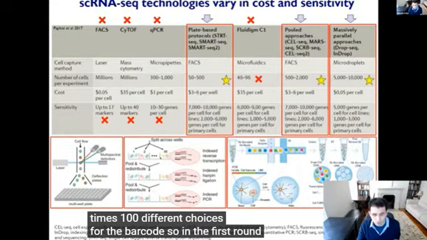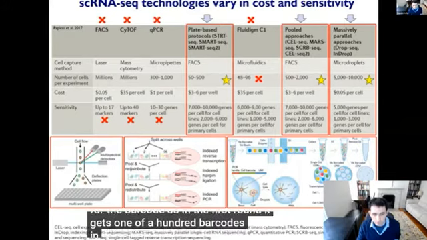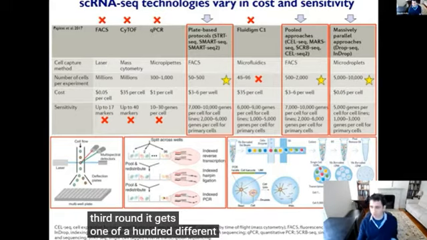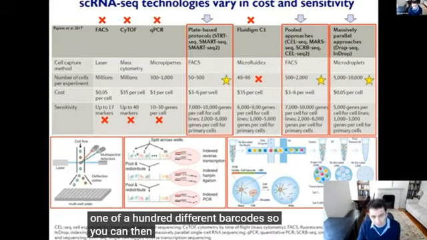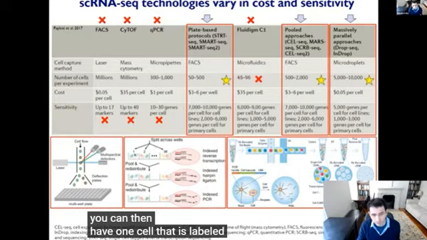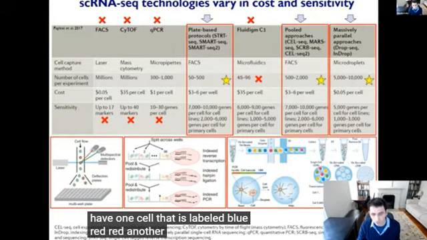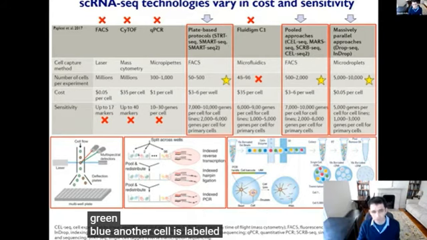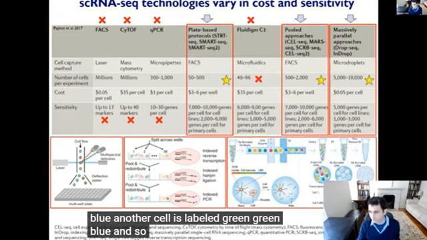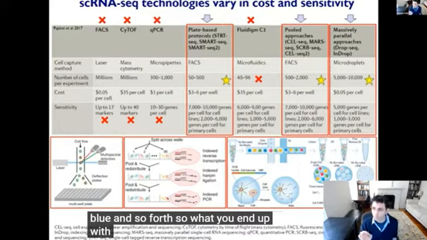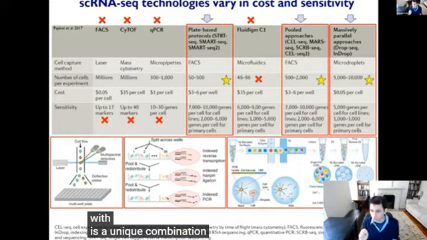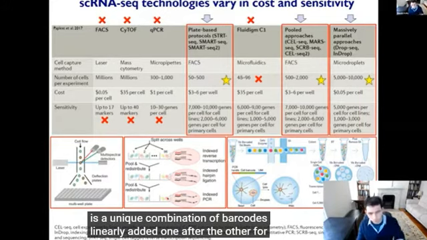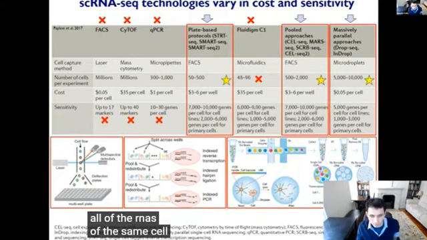So in the first round, it gets one of 100 barcodes. In the second round, it gets one of 100 different barcodes. And in the third round, it gets one of 100 different barcodes. So you can then have one cell that is labeled blue, red, red. Another cell is labeled yellow, green, blue. Another cell is labeled green, green, blue, and so on and so forth. So what you end up with is a unique combination of barcodes linearly added one after the other for all of the RNAs of the same cell.